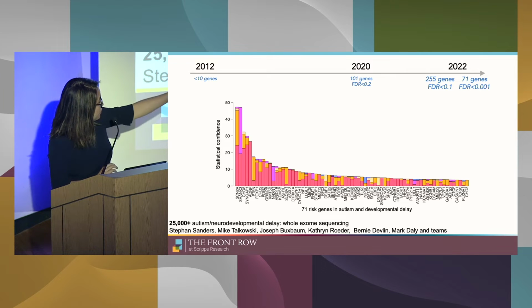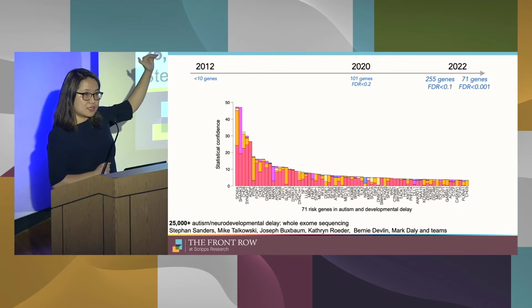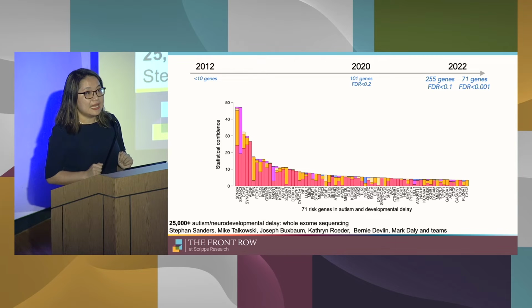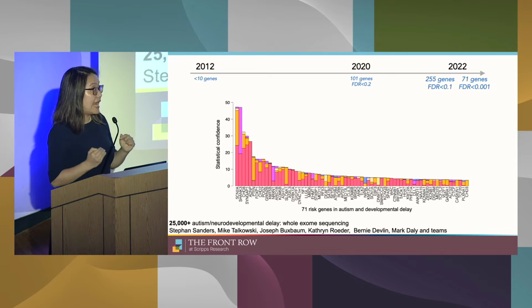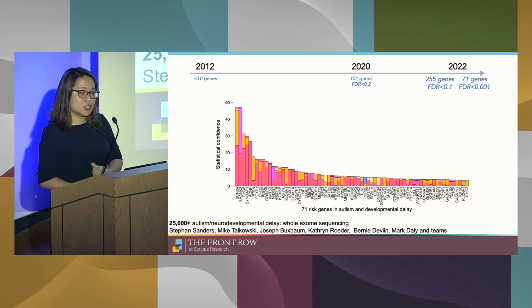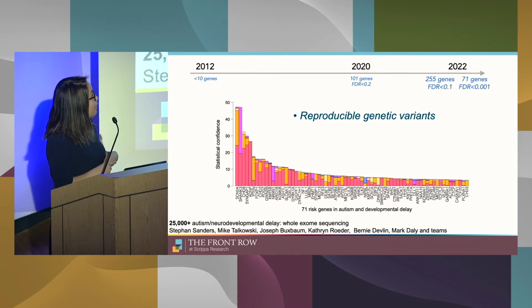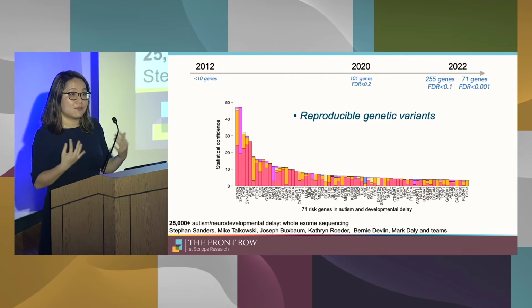On the x-axis, here, you are seeing individual risk genes and their names. And on the y-axis, you can think about it as the taller the bar is, the higher the statistical significance. A lot of these bars are in pink, which indicates that these are actually protein-truncating or loss-of-function mutations, meaning that this gene is dysfunctional. That's associated with the manifestation of the disorder. So you can see that there are increasingly reproducible genetic variants that have been revealed in the past decades.